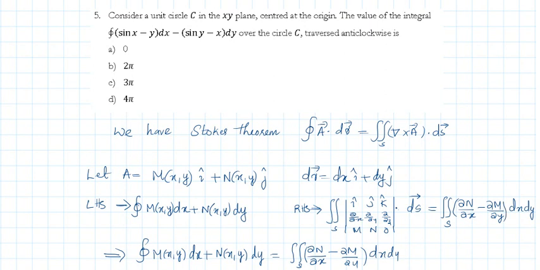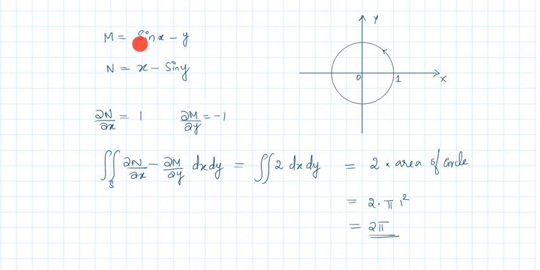The closed line integral of M(x,y) dx plus N(x,y) dy equals the surface integral of dou N by dou x minus dou M by dou y, dx dy. This is a standard relation. We can apply this relation in this problem by identifying M as sin x minus y, and N as x minus sin y. Take a negative sign because here it is plus. So N is x minus sin y.